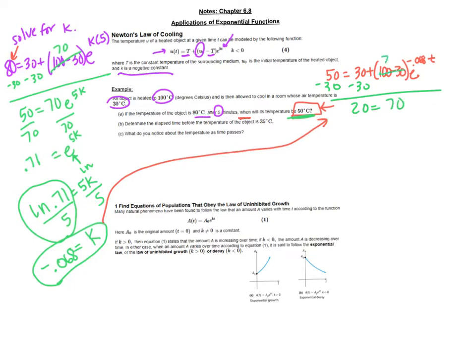Right, we remember that that was just a 70. I'm going to divide by my 70. Again, I'm rounding, so it's going to be about 0.29 e to the negative 0.068 t.